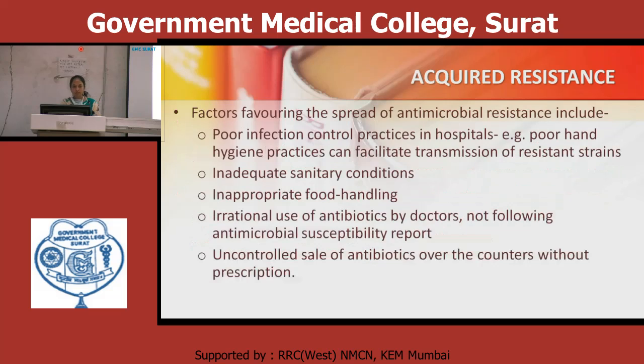Now we will see the factors favoring the spread of antimicrobial resistance. That includes poor infection control practice in hospitals, like poor hand hygiene practice, which can facilitate transmission of resistant strains, inadequate sanitary conditions, inappropriate food handling, irrational use of antibiotics by doctors not following antimicrobial susceptibility reports, and uncontrolled sale of antibiotics over the counter without prescription.